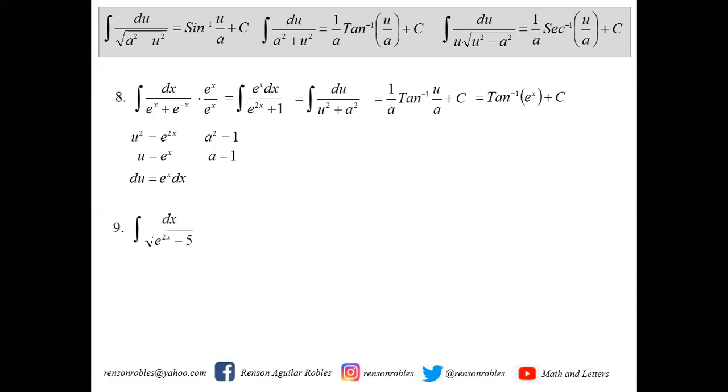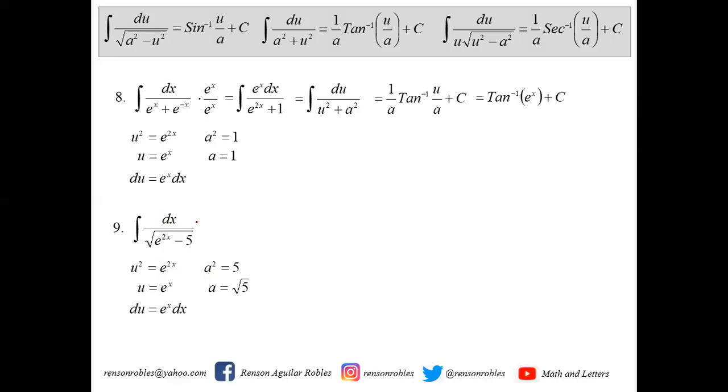Number 9, let's see. Okay, so we have the integral of dx all over the square root of e to the 2x minus 5. Here we can now let u squared equal e to the 2x and a squared equal 5. Then we can see that u equals e to the x and a equals the square root of 5. Differentiating, you have du equals e to the x dx. When you look at the given, this dx does not have an e to the x on its side.